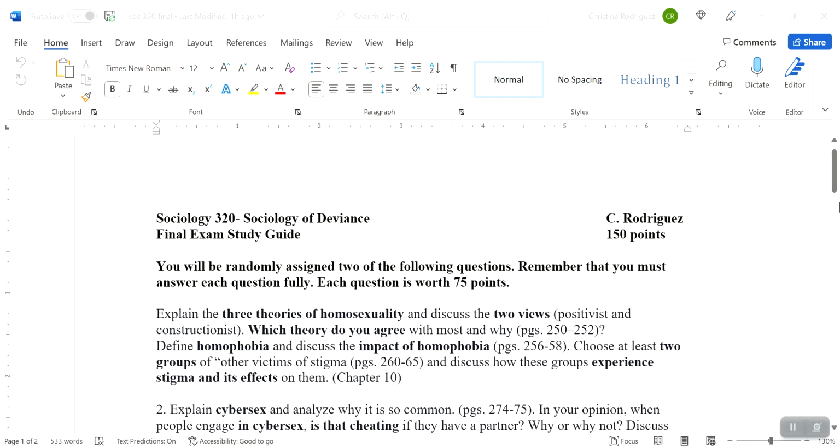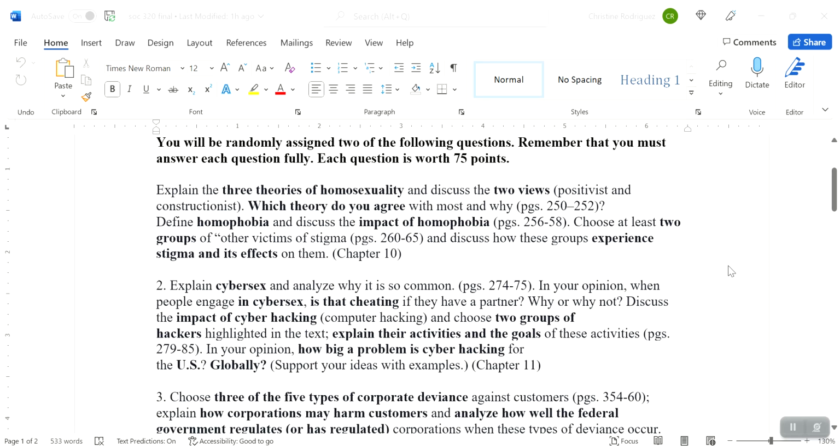All right, everyone, this is it, the study guide for the final exam. So here we go, get started. There are 4 questions on this exam, one from chapters 10, 11, 14, and 15.